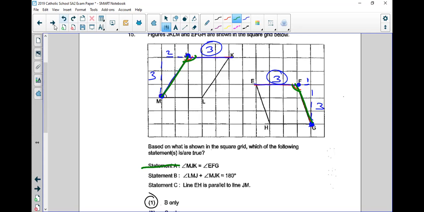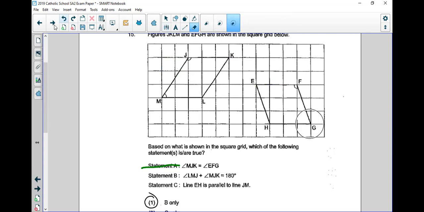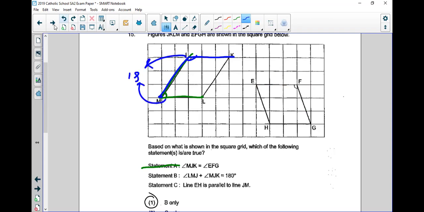Okay, now next one. I'm going to erase everything because we need to go to statement B. Statement B says LMJ. Where is LMJ? Okay, so this angle plus MJK. Where is your MJK? So plus this angle. If you add them together, that is what? 180 degrees. Well, true or not true?